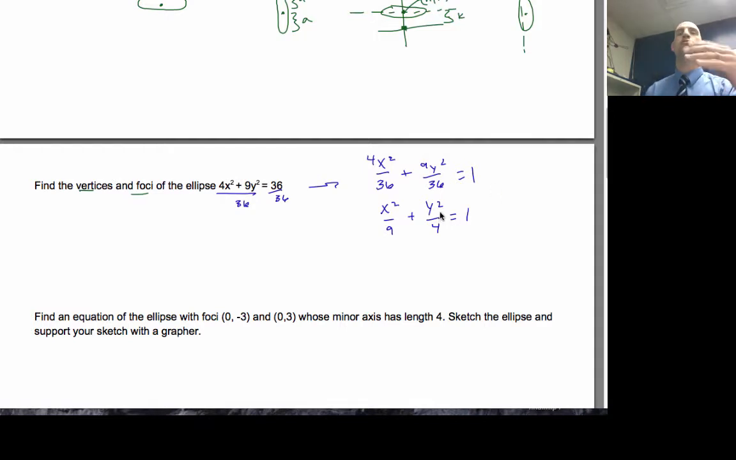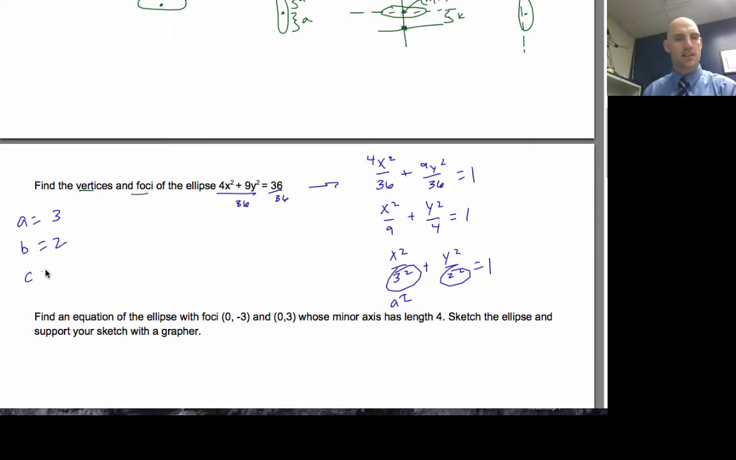It can help you to rewrite this in terms of an a squared. So this means x squared over 3 squared plus y squared over 2 squared equals 1. I keep doing this. It's not equal to, it's actually a plus. So what does this mean? Look for the bigger value. That's a. So this is a squared, so that means a is equal to 3. The smaller value is b, so that means b is equal to 2.